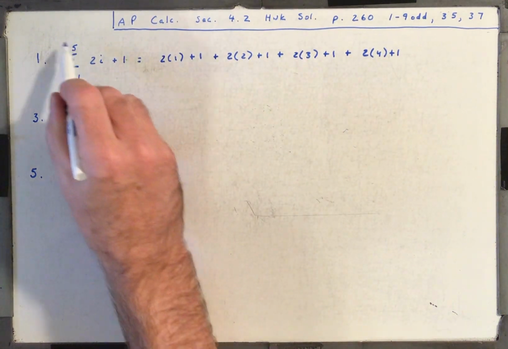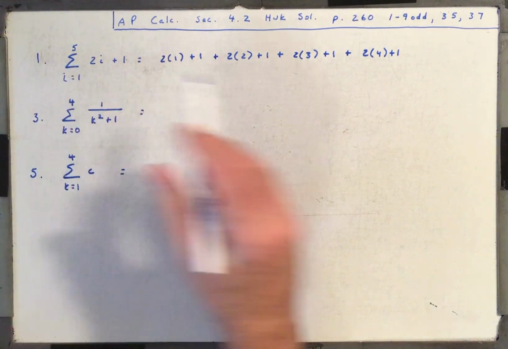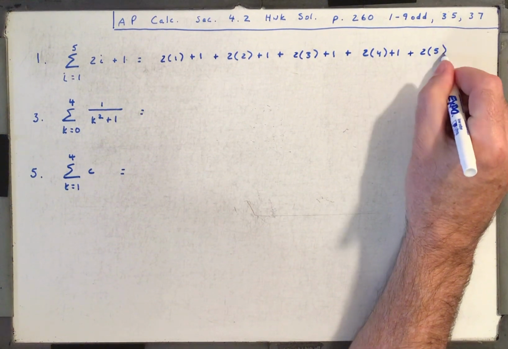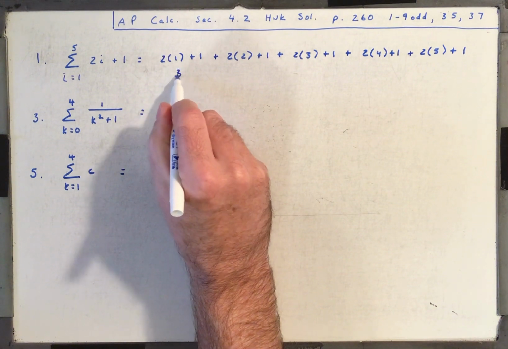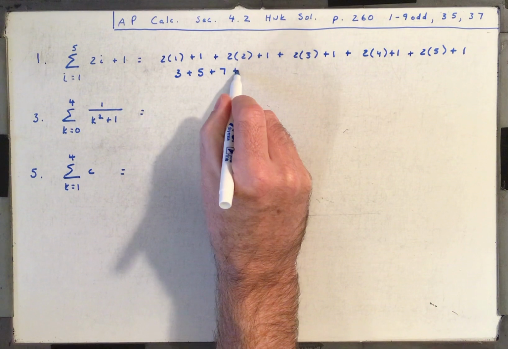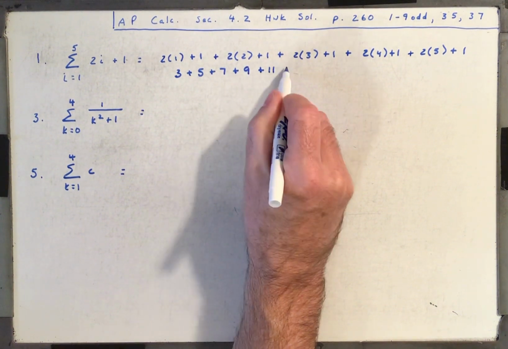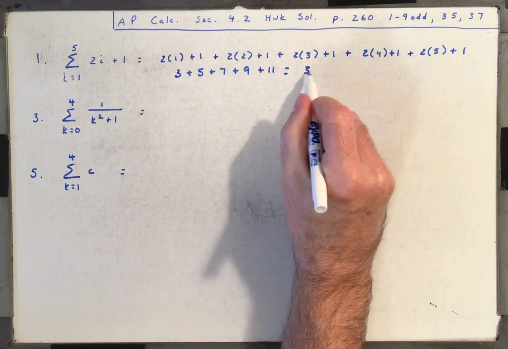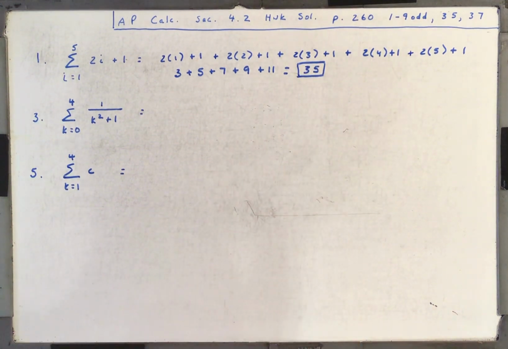We go 1, 2, 3, 4, 5, going around the horn like that. Plus 2 times 5 plus 1. So that's going to be 3 plus 5 plus 7 plus 9 plus 11. All right, and that is 35. At the end of this, I'll show you how you can do that on your calculator.